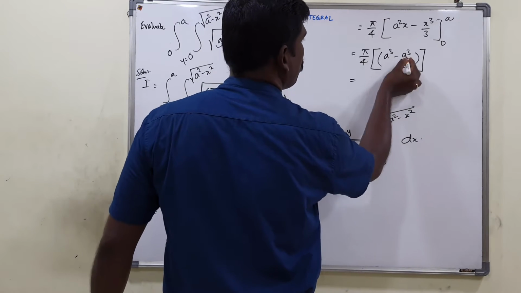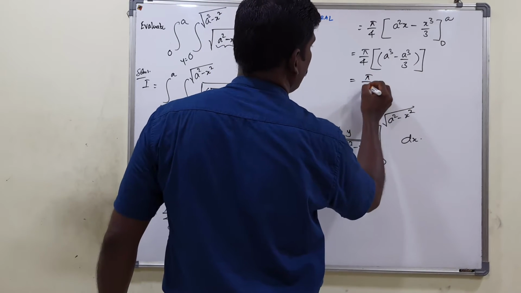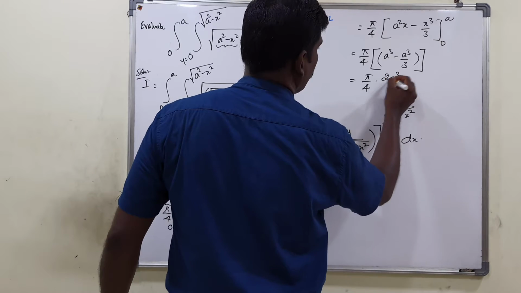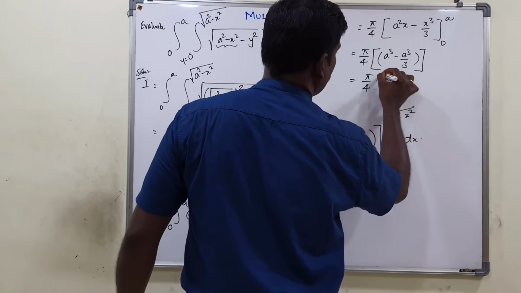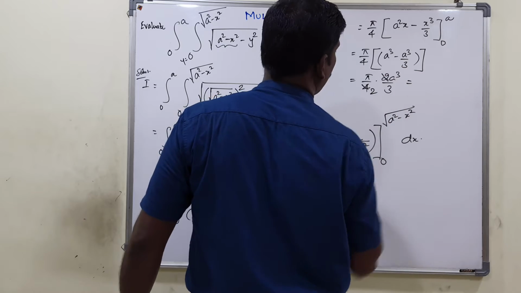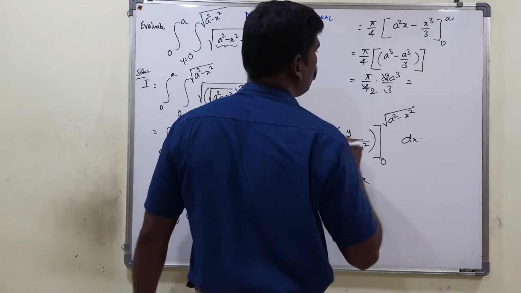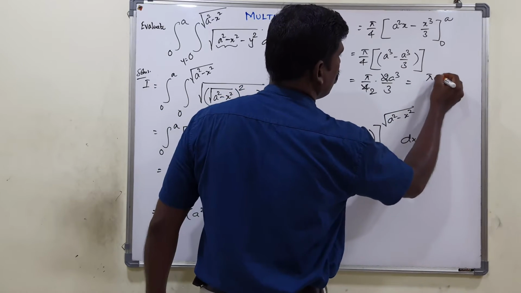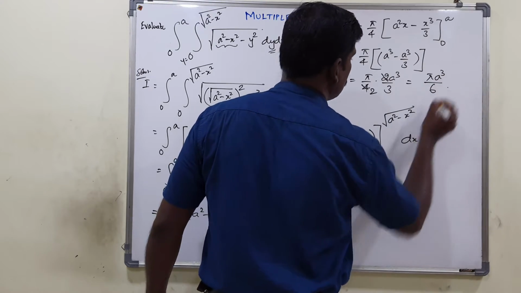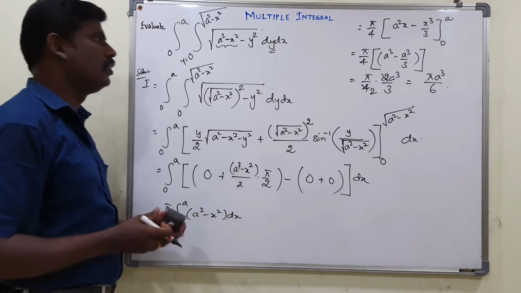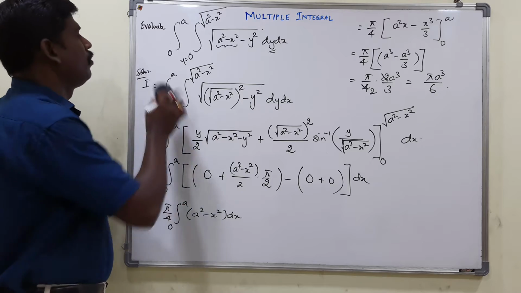Taking LCM, 3a cube minus a cube is 2a cube. So pi by 4 into 2a cube by 3. We can cancel the 2 with the 4, so 2 twos are 4. So pi a cube by 6 is the answer for the given integral. That's a very simple problem.